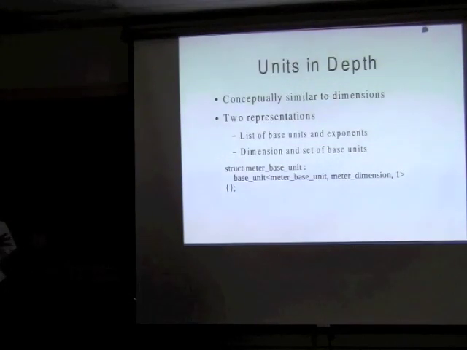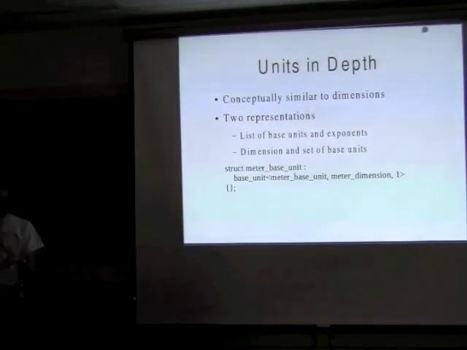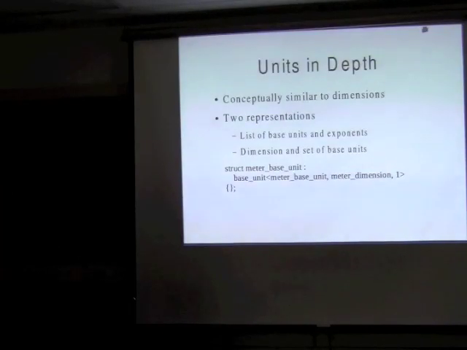Conceptually, we're just going to use a list of base unit tags and exponents. So when we define the base unit, again, we have CRTP and a unique integer. You don't have to have them unique across dimensions and units. They just have to be unique within all units and within all dimensions. And we have one extra parameter, which is the second parameter, meter dimension. Shoot, that should be length dimension.